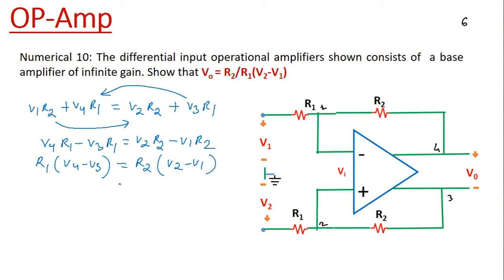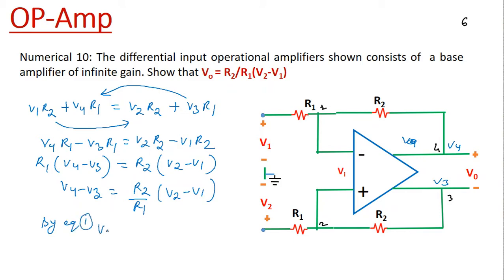Now from equation number 1 we know that output voltage Vo is equal to V4 minus V3. Here V4 is there and here V3. So Vout is equal to V4 minus V3. So V4 minus V3 is equal to R2 by R1 into V2 minus V1 we are getting. So by equation number 1, output voltage is equal to V4 minus V3, which is equal to R2 by R1 into V2 minus V1.